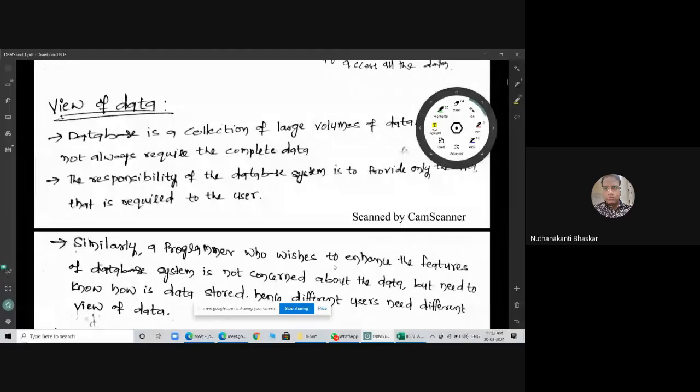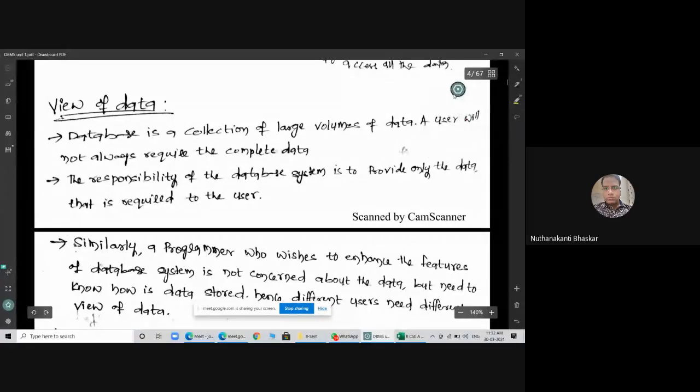Here today we are going to learn levels of abstraction. Sometimes it is called the view of data. This is very important actually. When we are going to design a database, everyone will design based on today's topic, that is the levels of abstraction, also called the view of data.